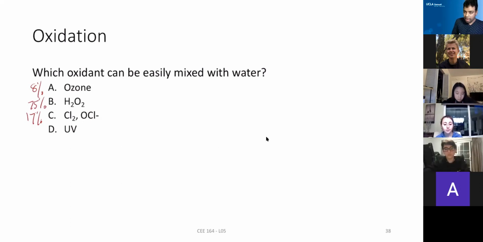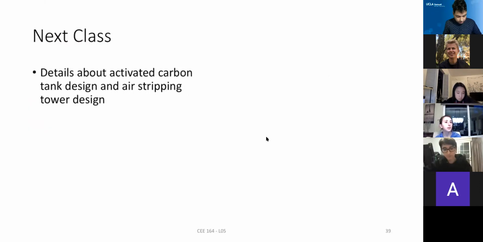Ozone is a gas. The moment you bubble it, you have to bubble heavily, and then the gas can always go up. Once it goes to the headspace, you cannot put it back again. So that's why it's not very easy to mix. Same thing for chlorine gas. What's easy to mix is a liquid, and hydrogen peroxide is a liquid, so that's why it is easy to mix.